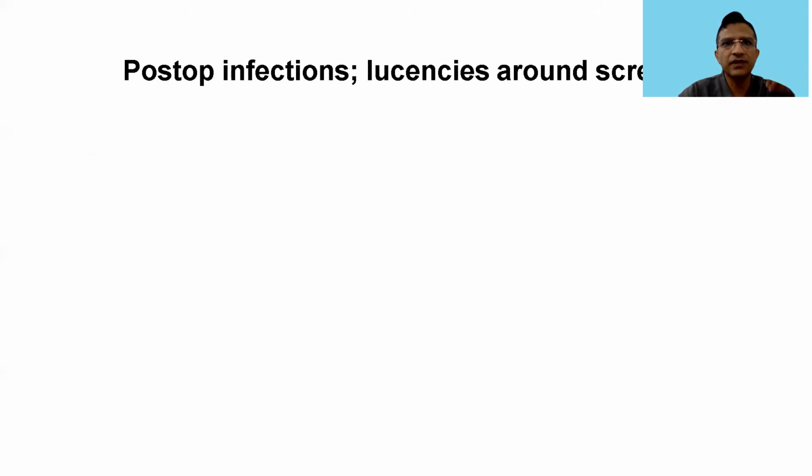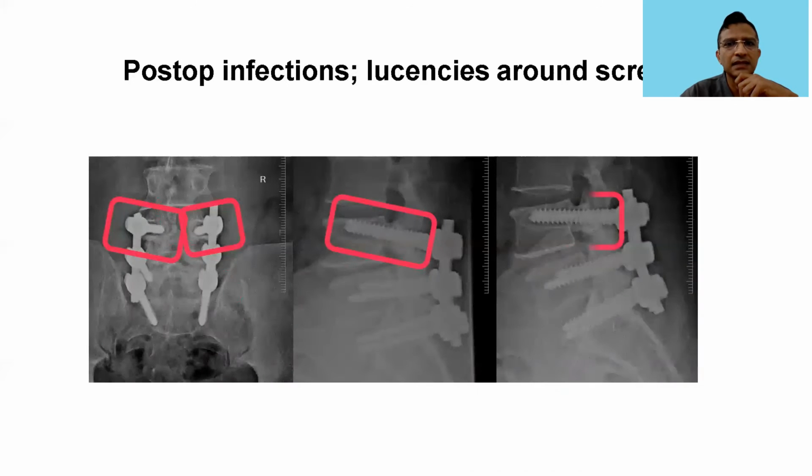Beyond de novo infections, we would also want to look out for signs of infection in post-operative cases of ours. And in these situations, we may have to look out for subtle indicators of infection such as lucencies around the screws as is seen over here.